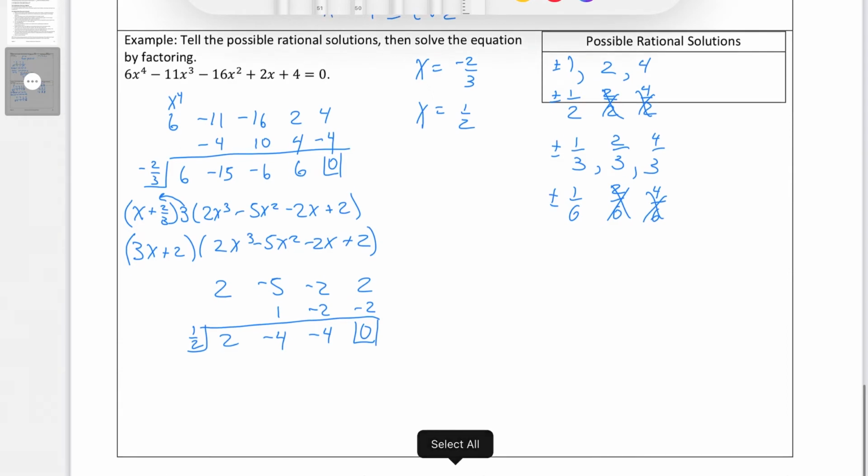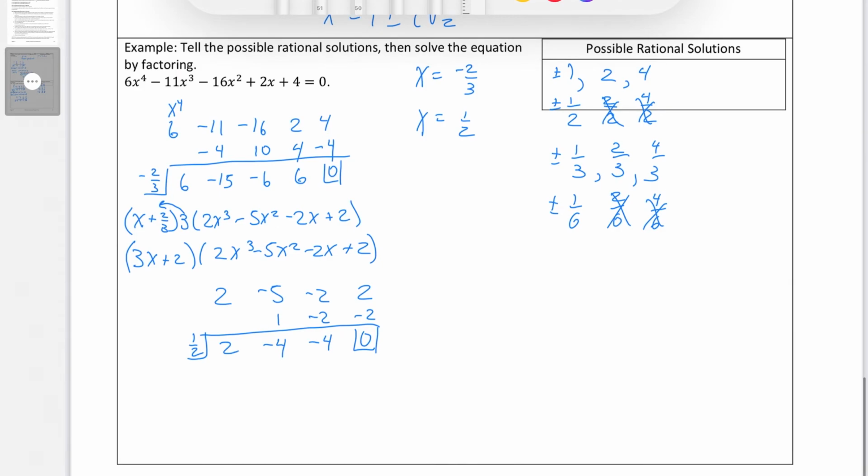And so now I'm going to see one more time that this 1/2 synthetic divisor actually corresponds to an x minus a half factor. And I'm going to factor the 2 off of the 2x squared minus 4x minus 4 and distribute it into there. And you're going to have to follow closely to notice all that's happening here. I'm going to still have my 3x plus 2 factored from the previous step. And remember, this is just a factoring technique.